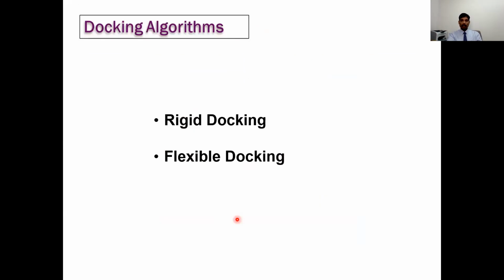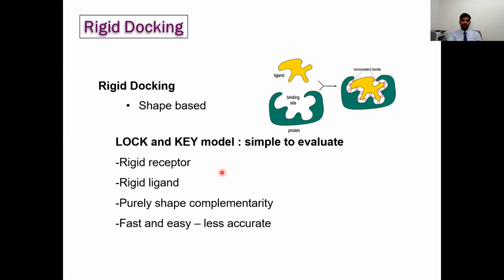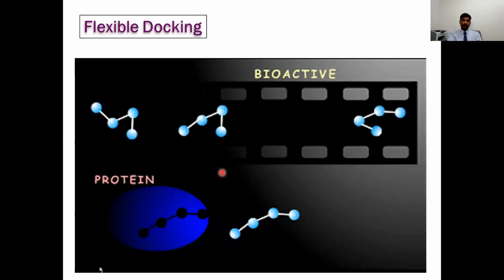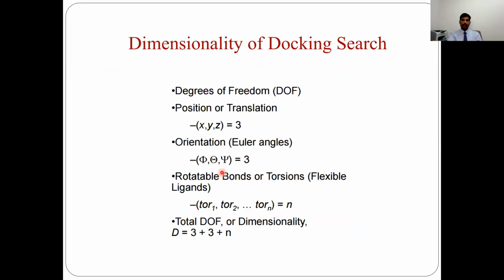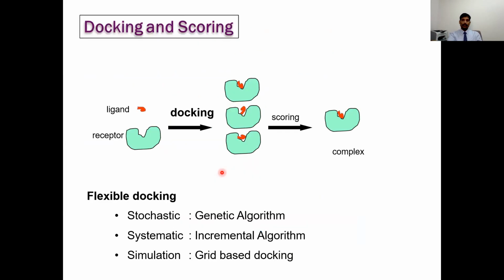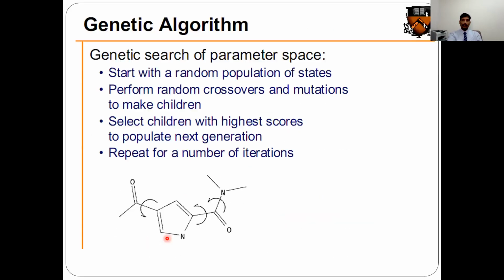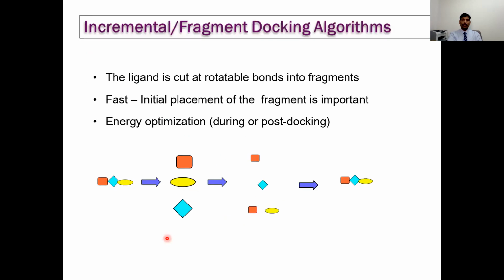Then the docking algorithms: how we are going to dock, whether we give the ligand freedom to change its conformation or not. If you don't, it is called rigid. When you give freedom, it is flexible docking. If it is flexible docking, there are different ways we can give freedom. We can understand them by stochastic, systematic, and simulation methods, and these are a few examples.